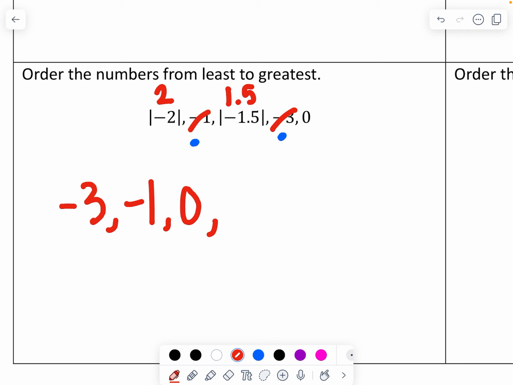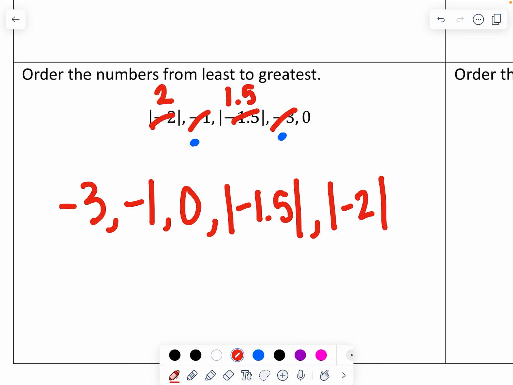So then I look at my positives. So I have 1 5/10 and I have a 2. Well, I want what's closest to 0, 1 5/10. So I'm going to put the absolute value of negative 1 5/10, and then the absolute value of negative 2. So it would look like that. So make sure you're paying attention to which ones we're finding the absolute value for and which ones we're not.